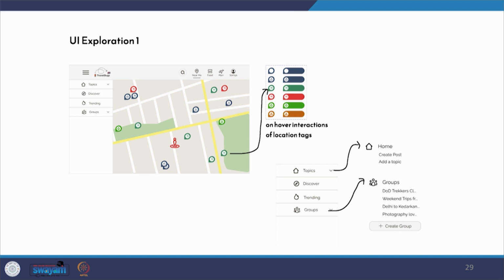Here we can see that the designer has explored different types of hover functions and how they will work. Once they click here, they may be able to see what exactly is in number 11. Similarly here on the topics, it expands to offer create, post, add topic, all of these facilities. And similarly in groups, there are several groups that can be visible.